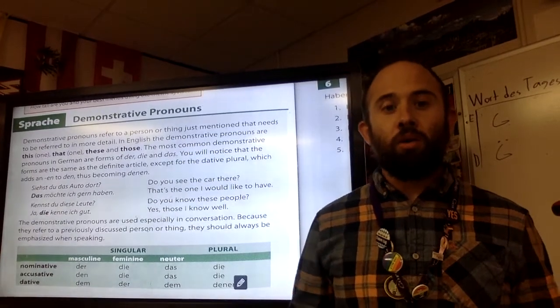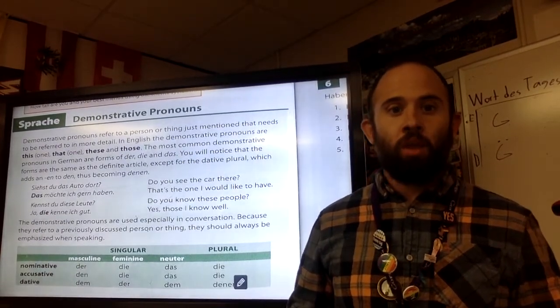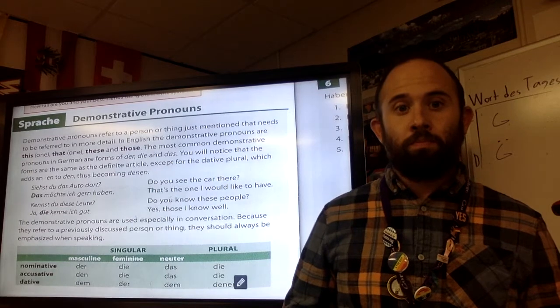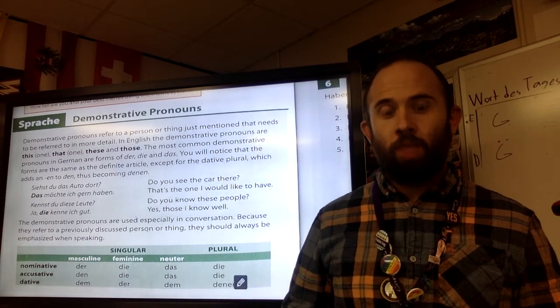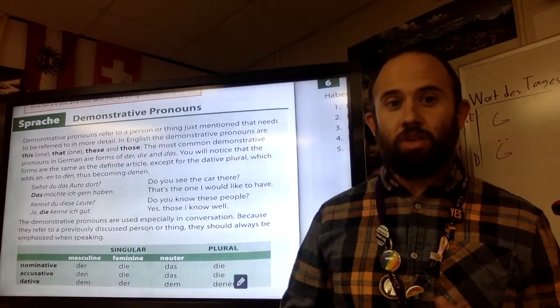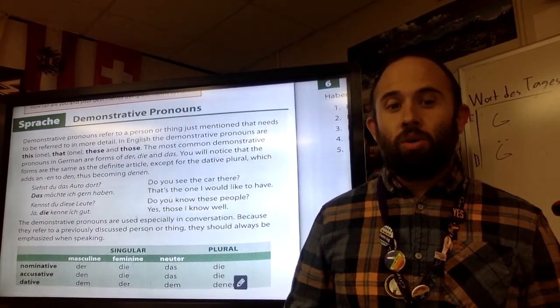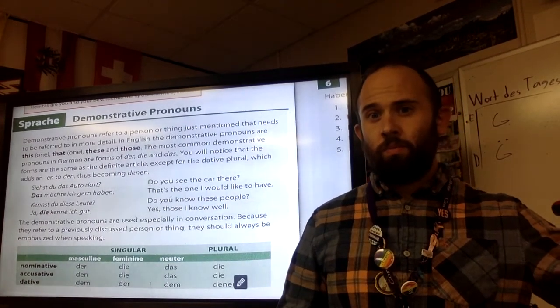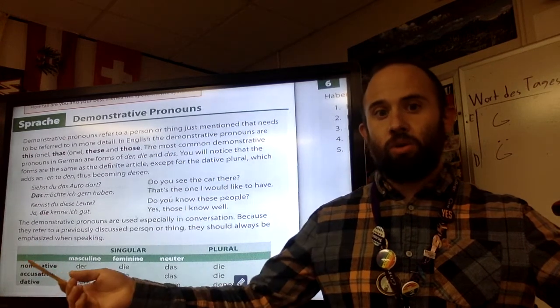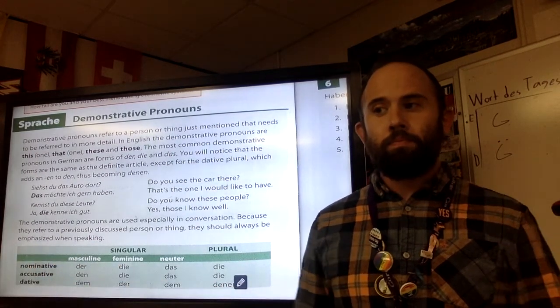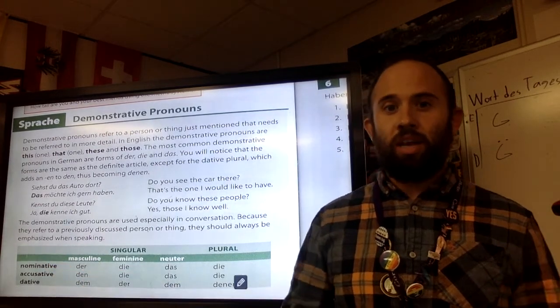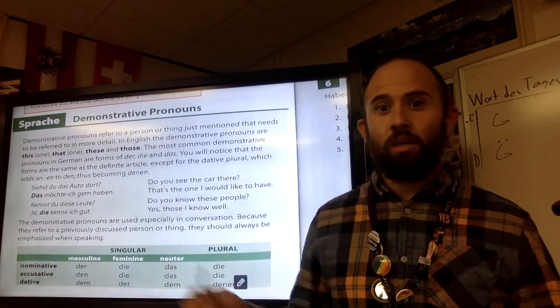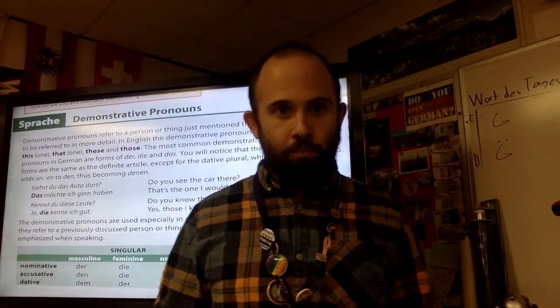So siehst du das Auto dort? Here's an example. Do you see the car there? Das möchte ich gern haben. You're replying with das möchte ich gern haben. Your friend said, siehst du das Auto? You don't need to say, ich sehe das Auto. Do you see the car? I see the car. You can just say in English, I see it. Yeah, or I see that car.